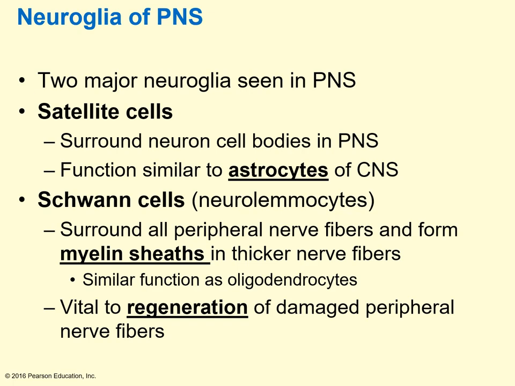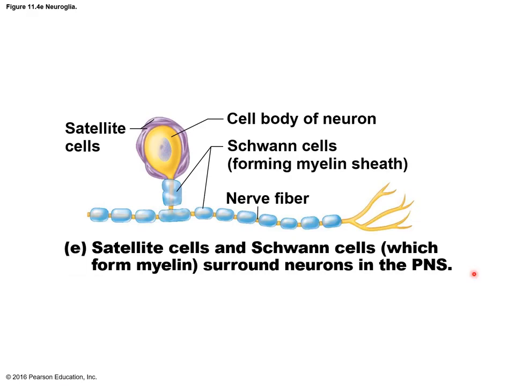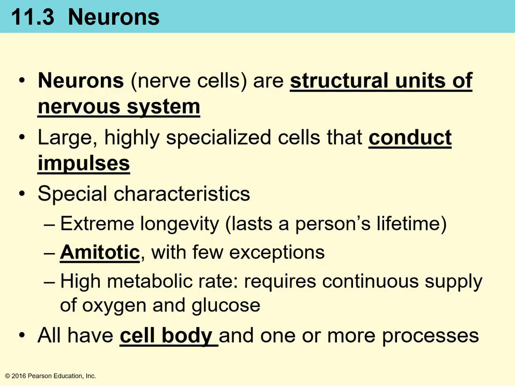And the Schwann cells are going to be very important with the peripheral nerve fibers when they are damaged. The Schwann cells are going to help direct them during the regeneration process. So they're very important for that. The nerves in the central nervous system do not regenerate. So the Schwann cells, as you can see here, are along the axon, and the satellite cells are up here.